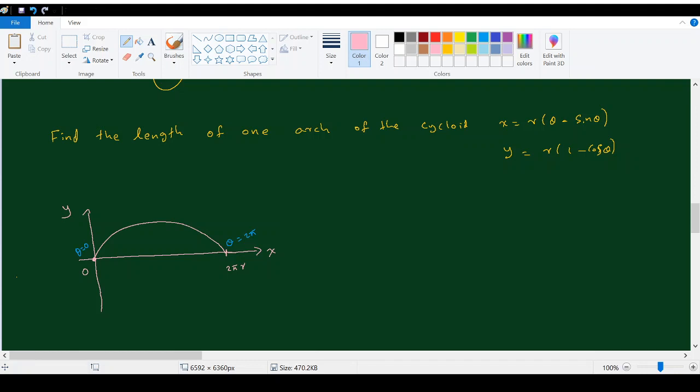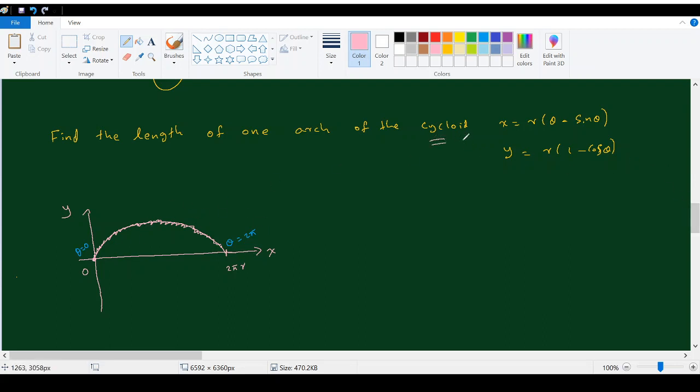Let's go over another question. Here it asks to find the length of one arch of the cycloid. Now here it asks to find the length of this arch, right? In the previous video we computed the area under this curve, but now we are going to find the length of this arch.